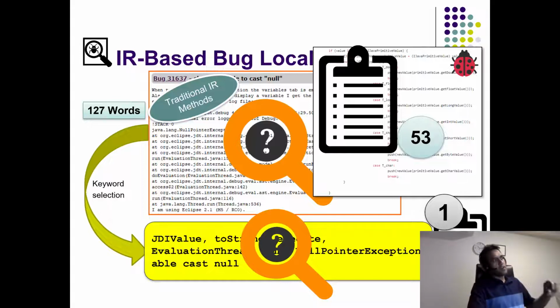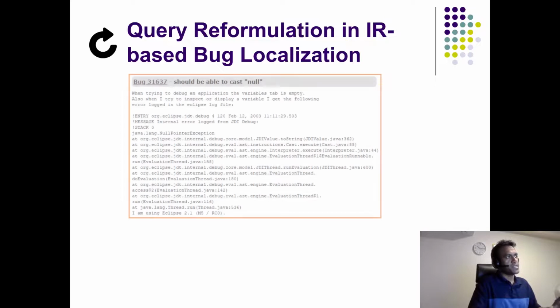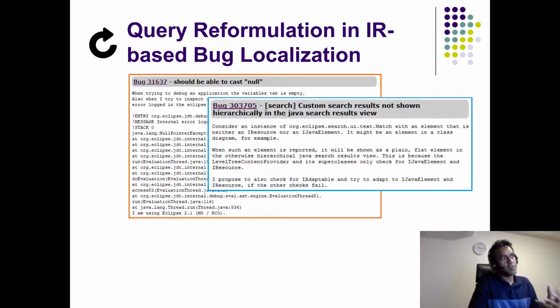Now, I would like to focus on this specific part, that is, how can we formulate appropriate queries from the bug report. That is the focus of my talk today. Let me give you a bit more examples. Let's say this is a bug report, and this bug report contains lots of structural information like stack traces. Then we also have another type of bug report that does not contain any structural information.